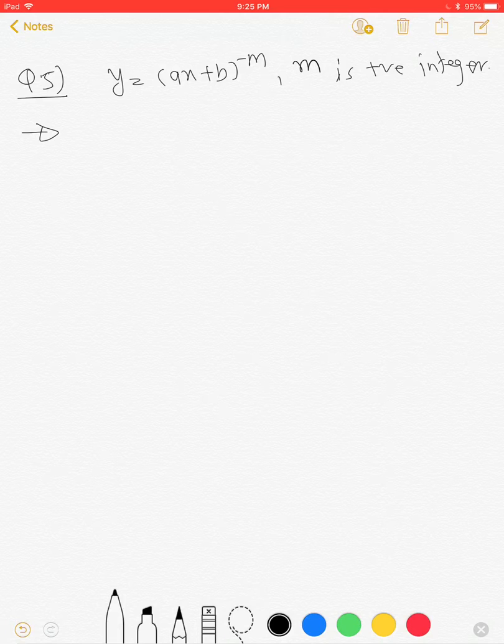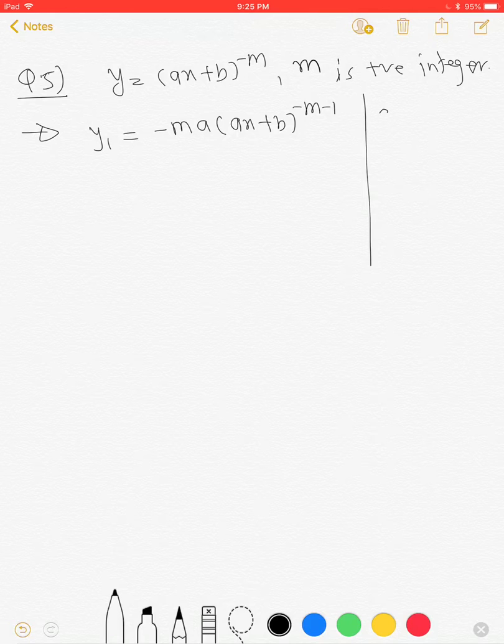If we differentiate this y, then we will get y1, that is minus m into (ax plus b) raised to the minus m minus 1. This is because we know the formula of the derivative, that is, the derivative of x raised to the n is equal to n into x raised to the n minus 1. By using this formula, we can write the first derivative of y as minus m into (ax plus b) raised to the minus m minus 1.